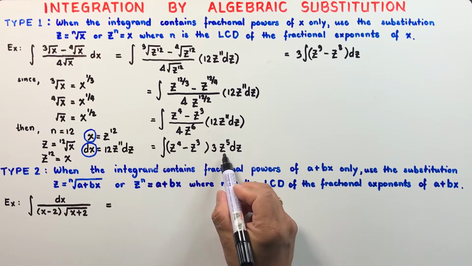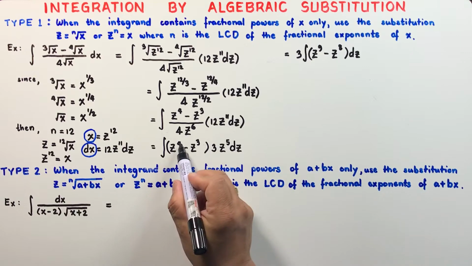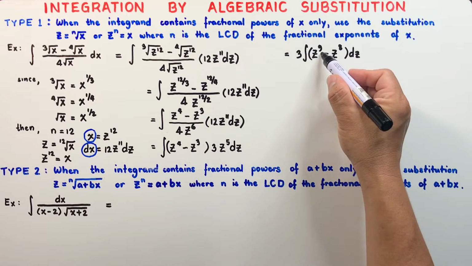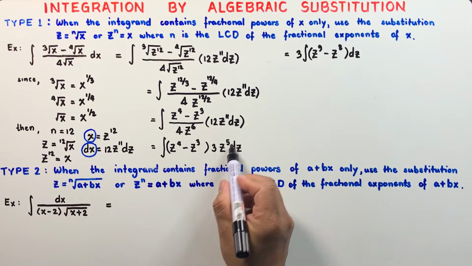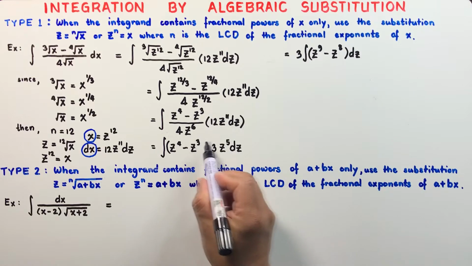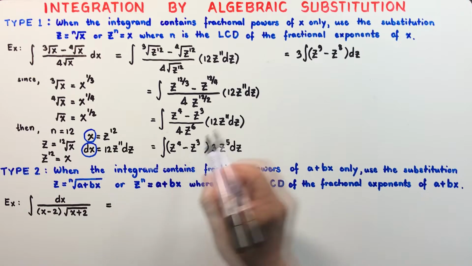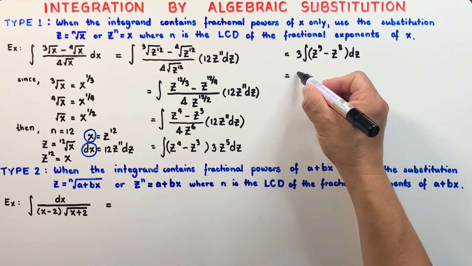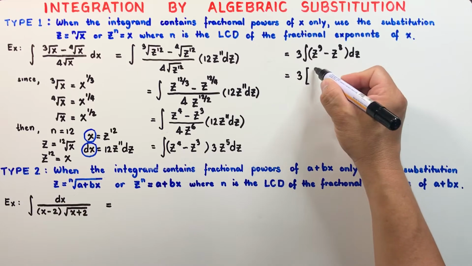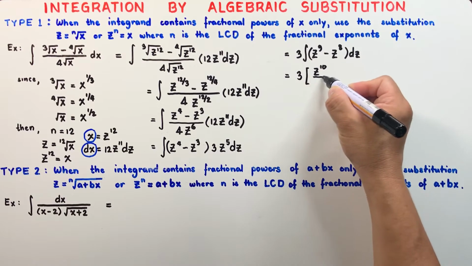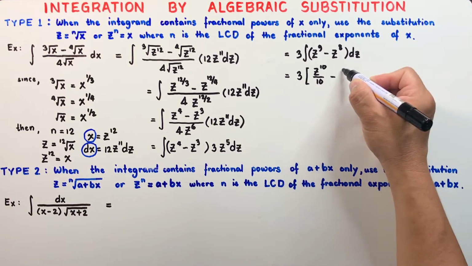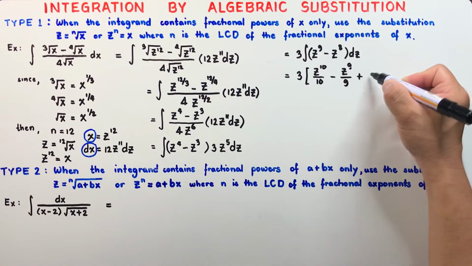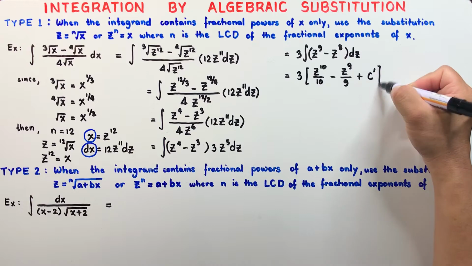When we multiply z to the power of 5 by z to the power of 4, we just add the exponents. So 4 plus 5, we have 9 here. And when we multiply z to the power of 5 by z to the power 3, we just add 5 to 3, which is 8 here. And therefore, we can easily integrate our integrand: this is z to the power of 10 over 10 minus z to the power of 9 over 9, plus the constant of integration, say c prime.